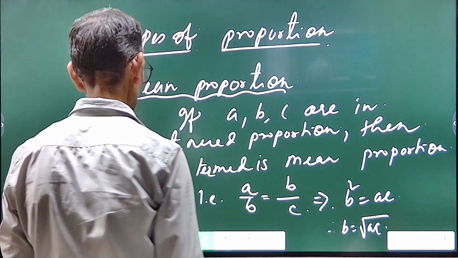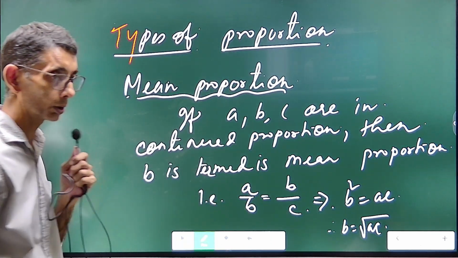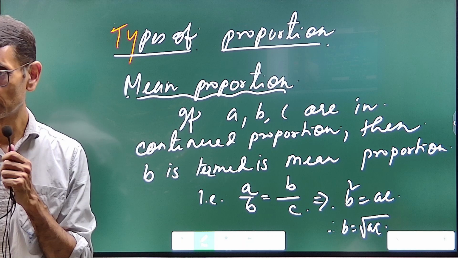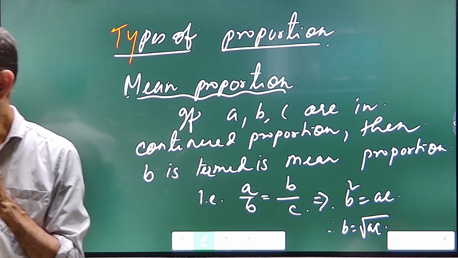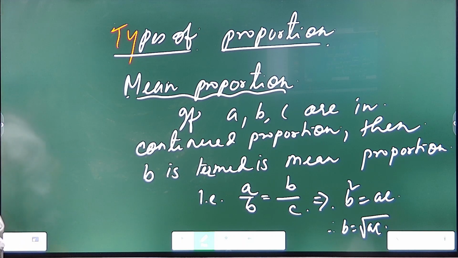Or if we write B as root AC, then B is also known as what? If B is equal to under root AC, then B has another name. Have you studied geometric progressions? Have you ever studied AP, GP? You had maths, right? Did everyone study arithmetic progression? It was there in class 10.